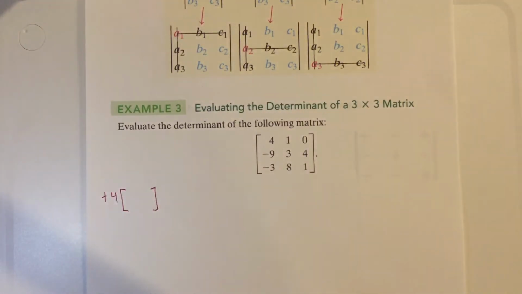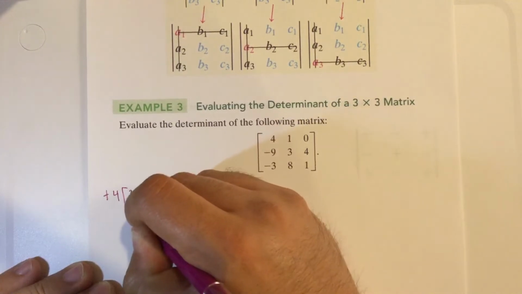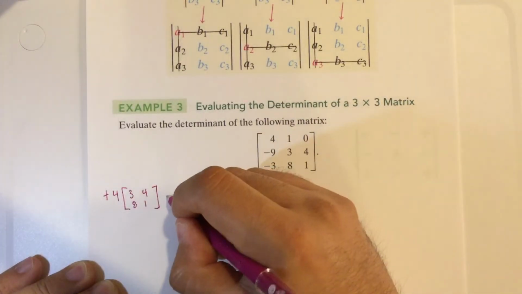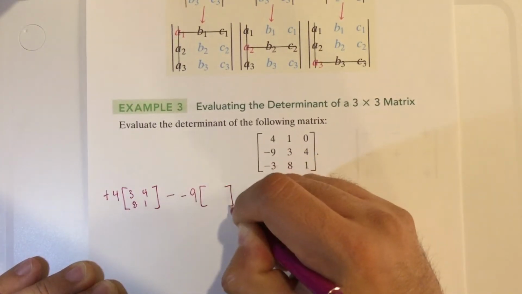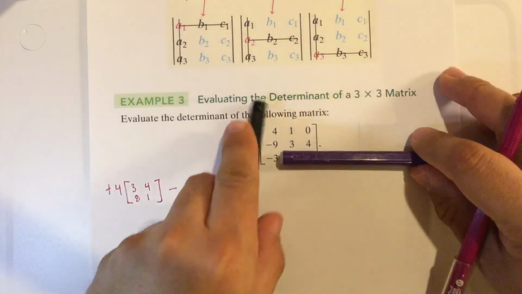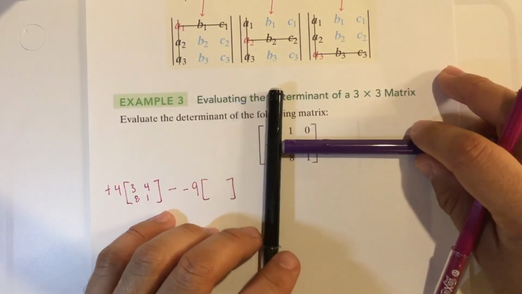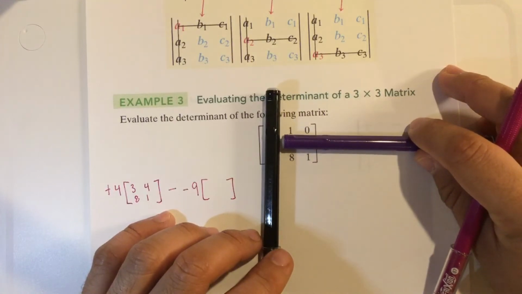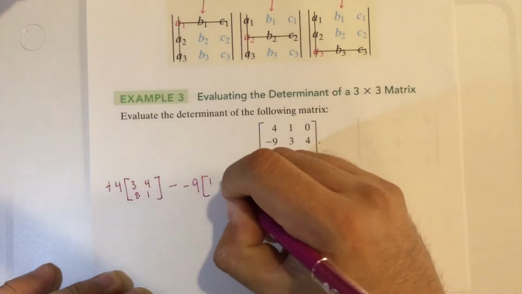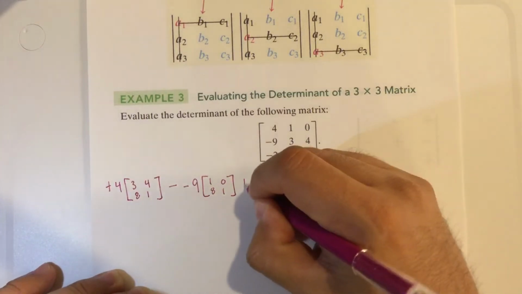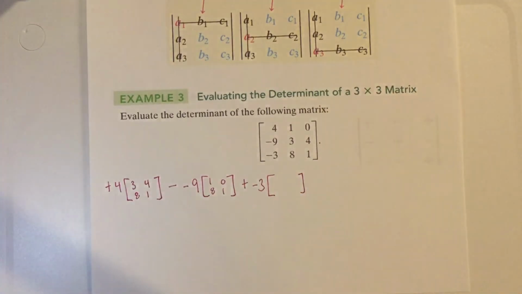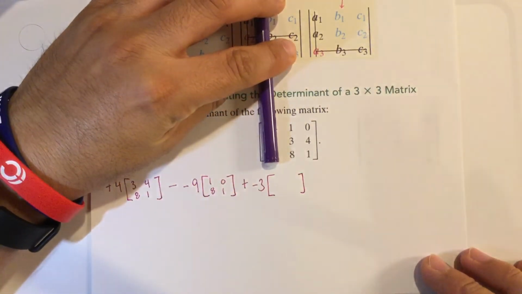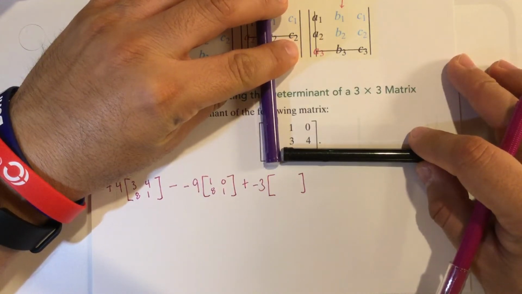So I'm going to write these down. 3, 4, 8, 1. Now it says to subtract, and this is negative 9, so minus 9. And for this one, it's in the second row, first column. So the numbers that are left are going to be 1, 0 and 8, 1. Then we add, the next one's a minus 3. And we do the same thing. This one is in the first column, third row, which leaves me with 1, 0, 3, 4.